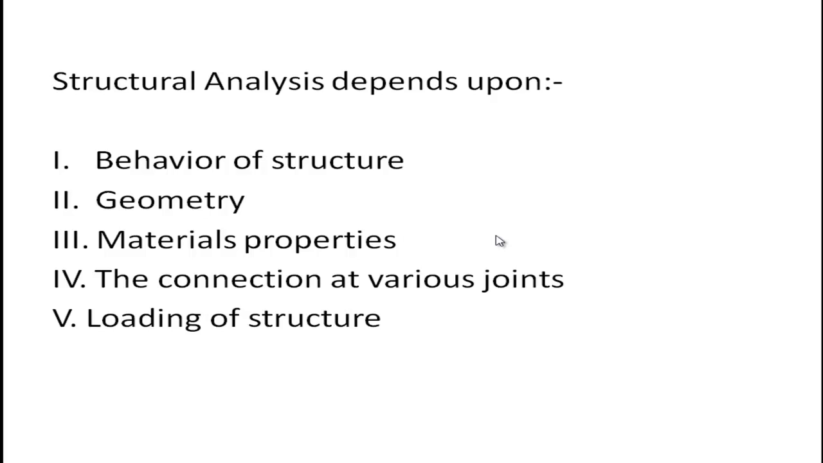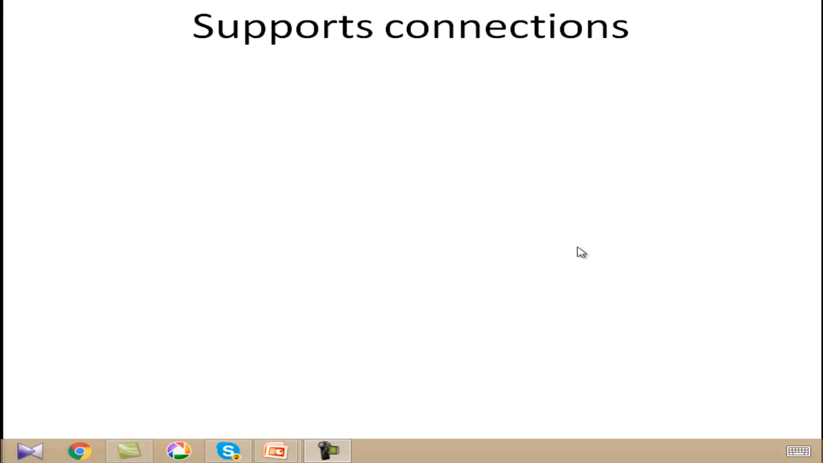What type of load does the structure have? All the sides of a design. Support connections. The most common types of support connections that we have to deal with in this semester are pin joint, rigid joint, and roller joint. First, we will discuss pin joint.